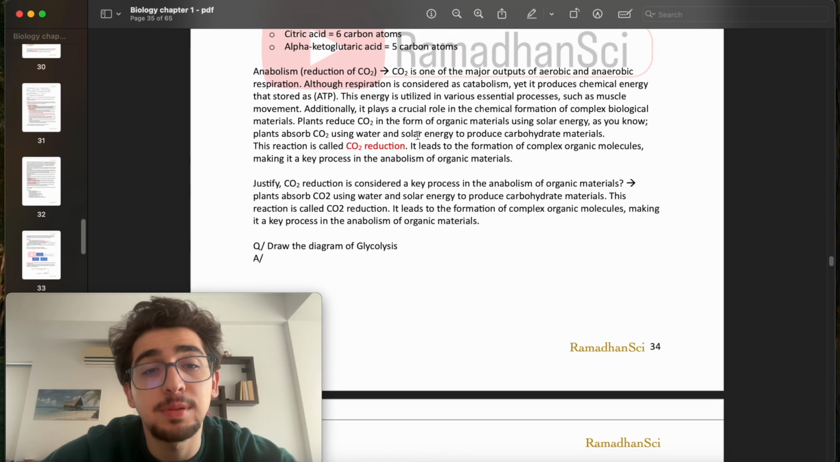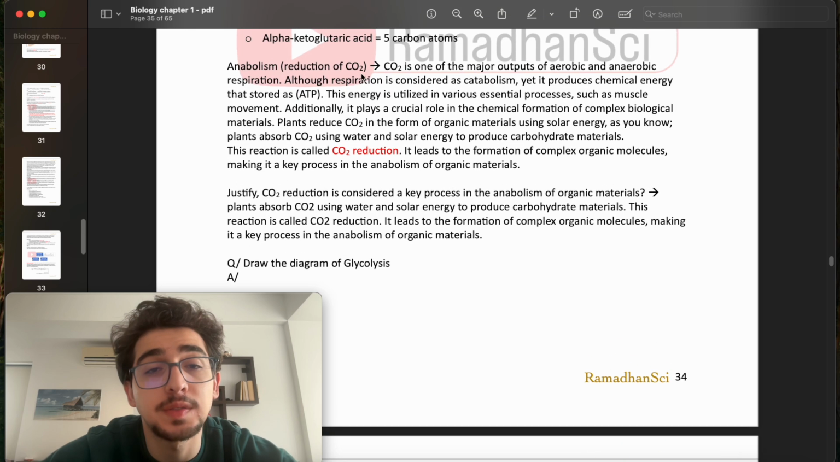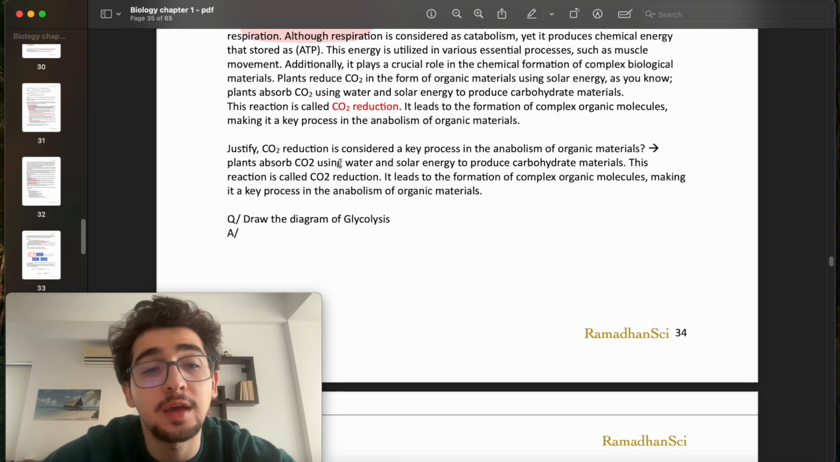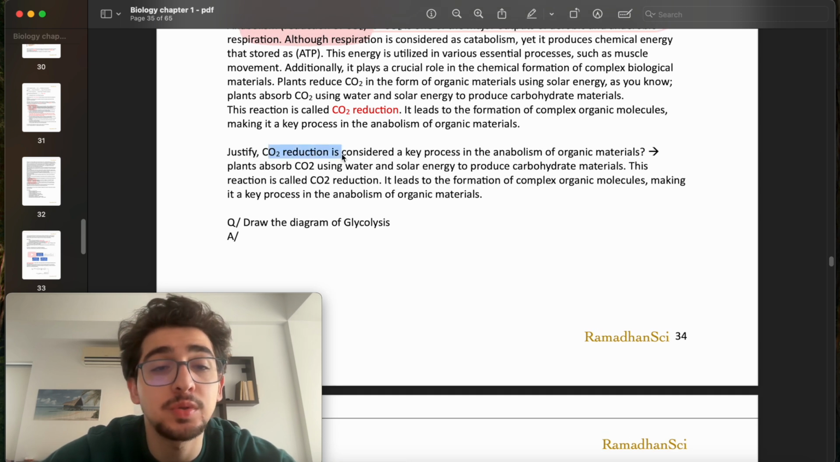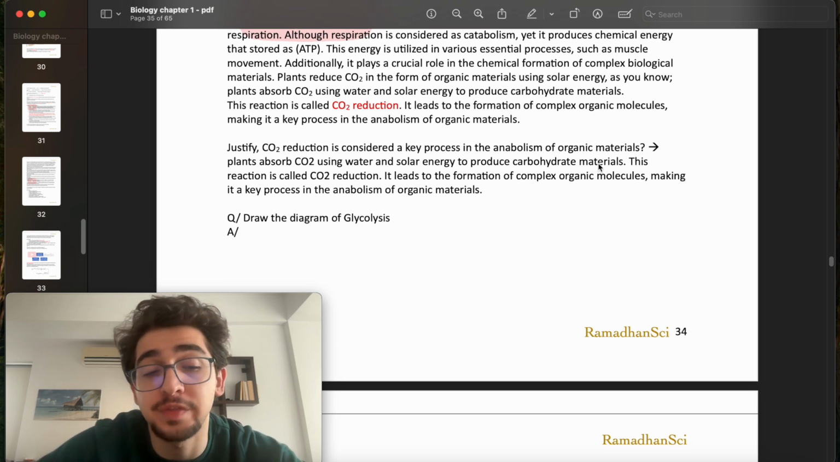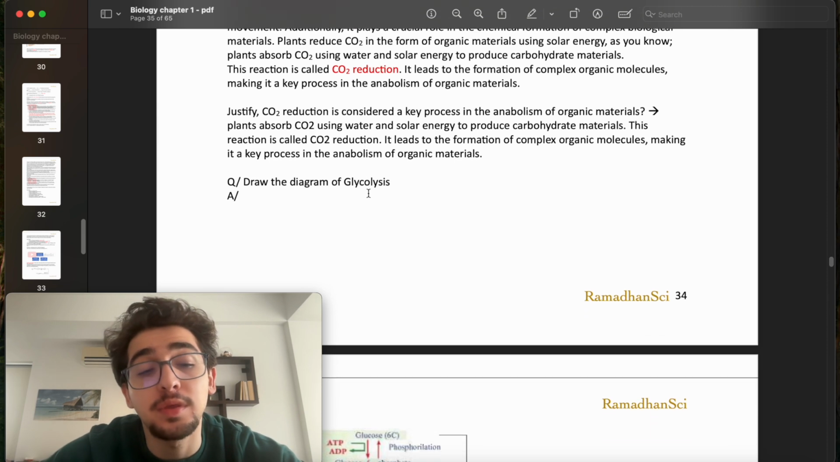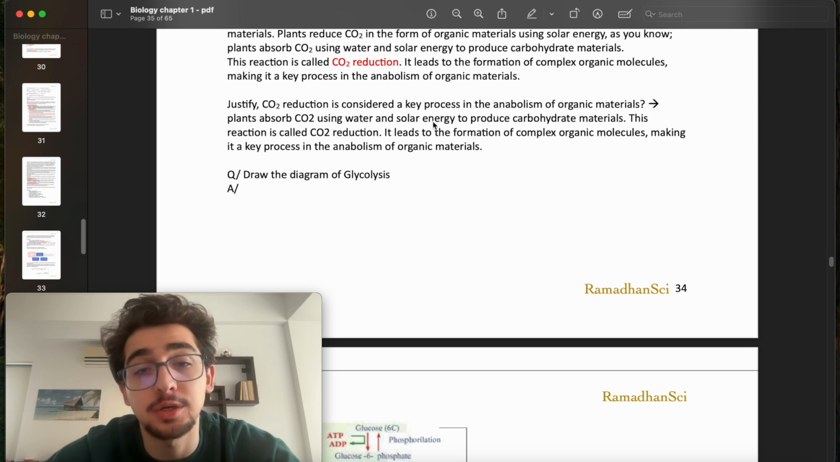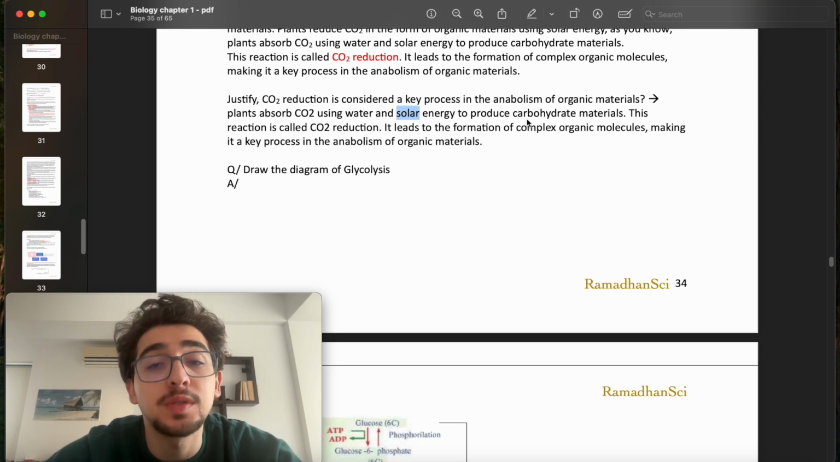And during anabolism, we will reduce CO2. One question you can have is justify or explain: CO2 reduction is considered a key process in the anabolism of the organic materials. The answer here will just be because plants absorb the CO2 using water and solar energy, solar refers to the sun, by the way, to produce the carbohydrate materials.